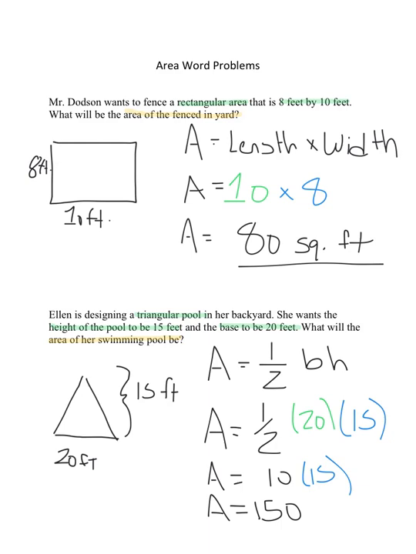Now remember, we're talking about a word problem. We're dealing with labels, so make sure to add that label, square feet. So the area of this triangular pool would be 150 square feet.